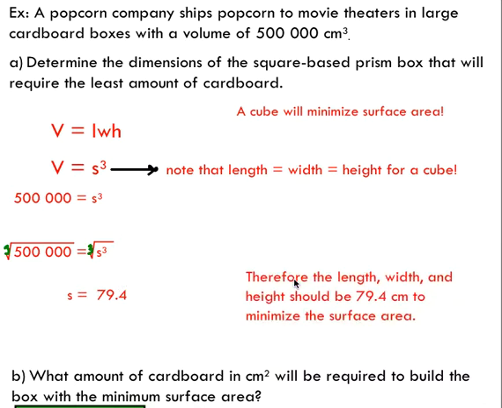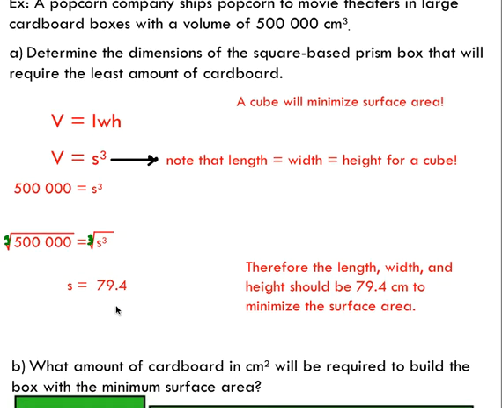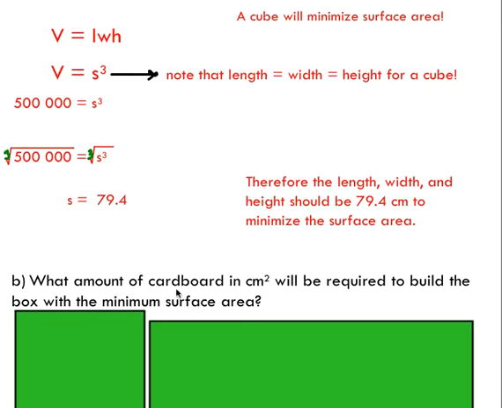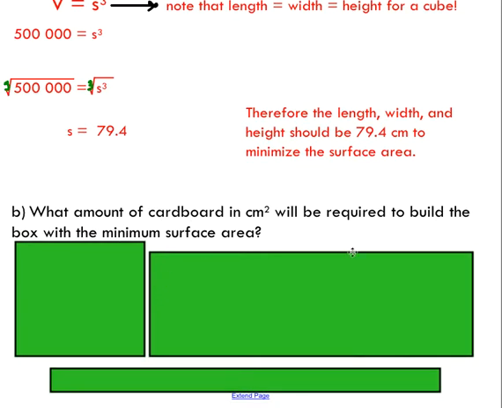So as it turns out, 79.4 centimeters for the length, width, and height will minimize the surface area for this box while still giving us this volume that's fixed. Okay, so since we know the measurement of the length, the width, and the height, we should be able to determine how much cardboard we need to build this box. So remember, this is going to be the minimum surface area. So what this question is really asking is, what is the surface area of this cube?